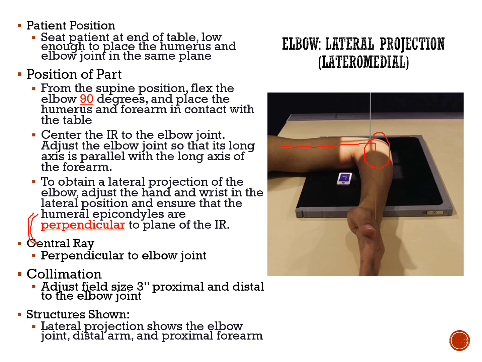We're going to use the same collimation as we did for the AP, with 3 inches proximal and distal to the elbow joint. We can go 1 inch on each side. And then we've got the elbow joint, the distal arm and the proximal forearm.